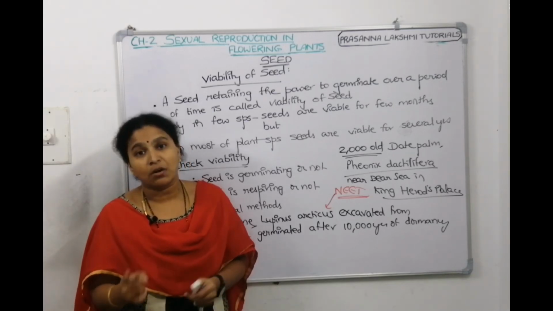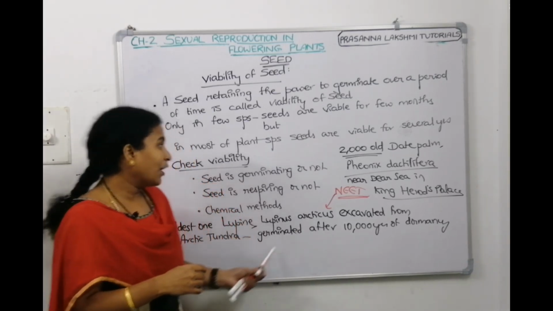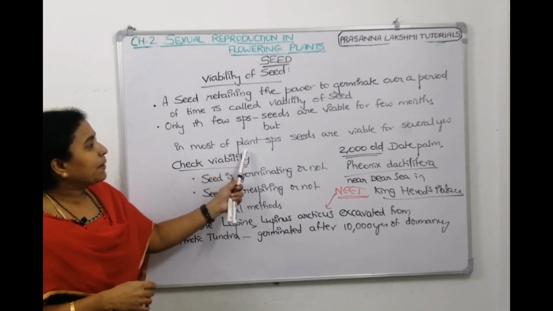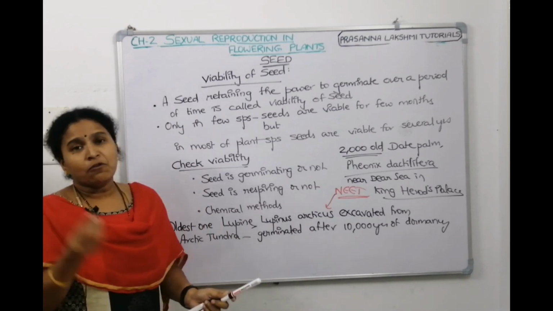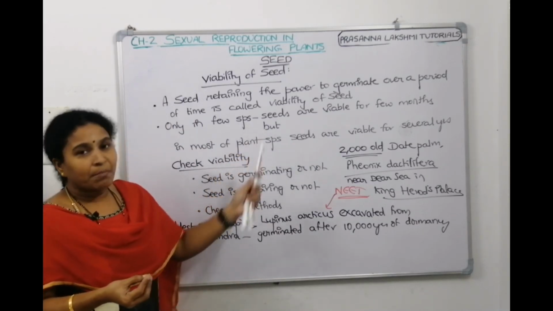Some plants will have 2000 years, some plants will have 10,000 years. That's why they told most of the plant species are viable for several years. Here are the examples. Only few plants are viable for few months only.